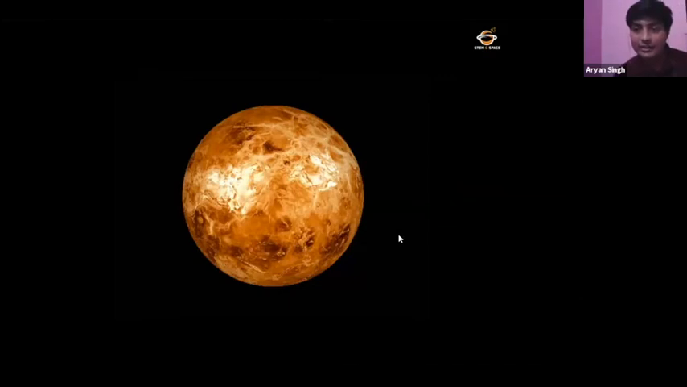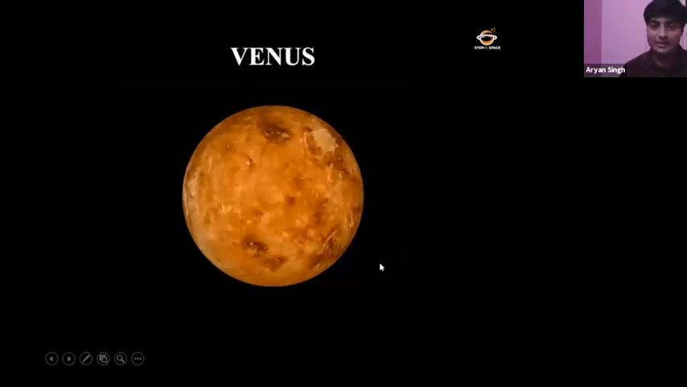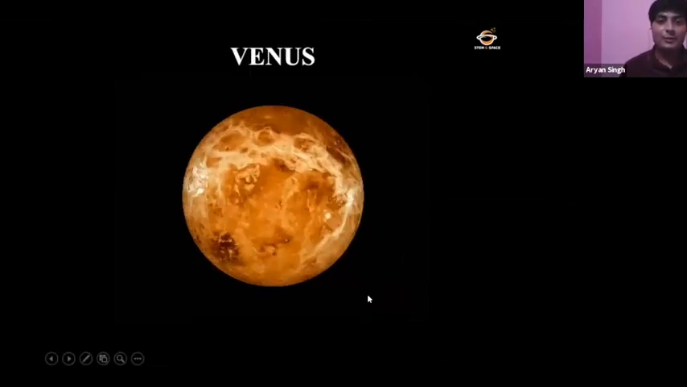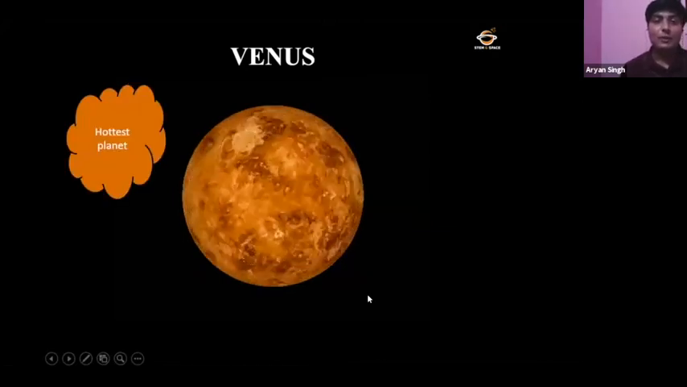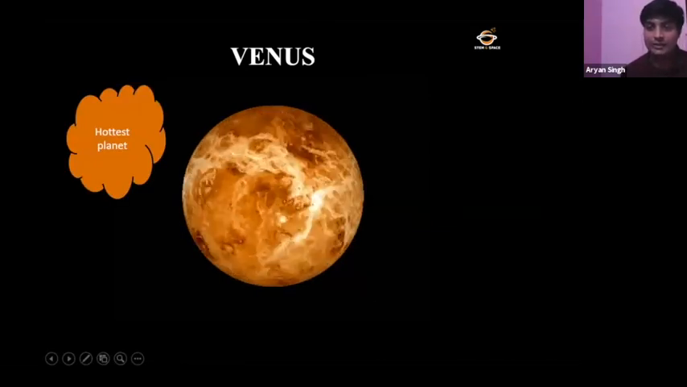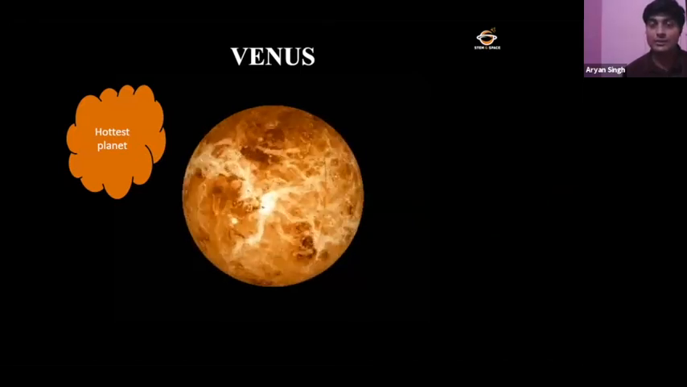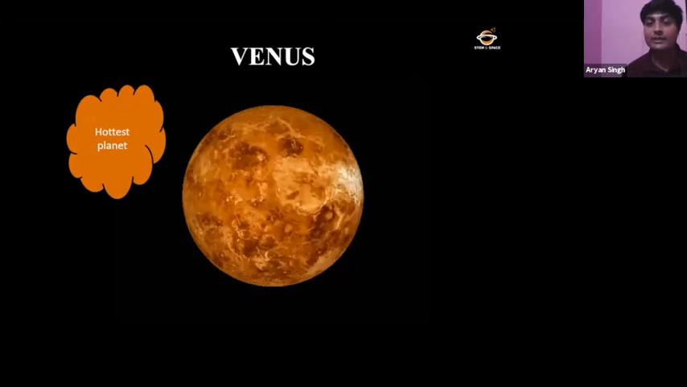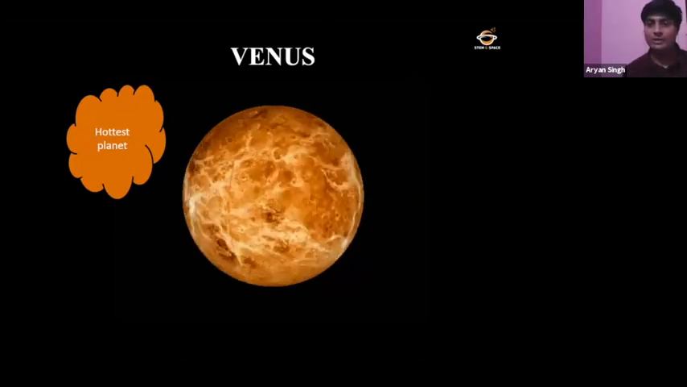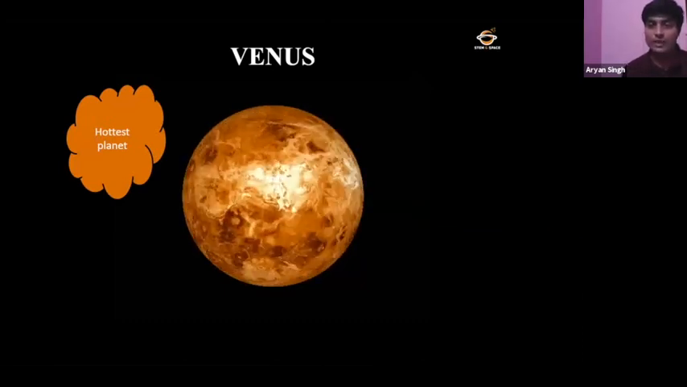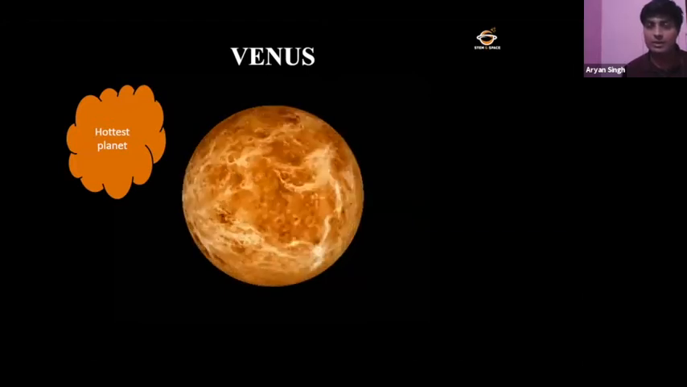And Advay, Nidhi, Sanvi, all are giving correct answers. Pallavi, Ojas, correct. Yeah, so this is the planet Venus. Okay, so let's talk about this planet. Well, this is the second planet in the solar system, but do you know it is the hottest planet in the solar system? Okay, among all the planets, it is the hottest one. Now, why is this second? Mercury is first, but why is Mercury not hottest, but Venus is the hottest planet?